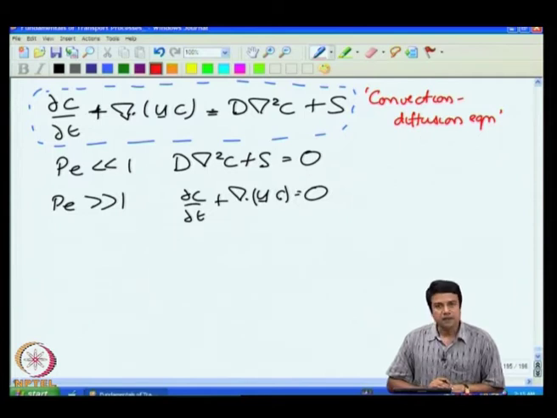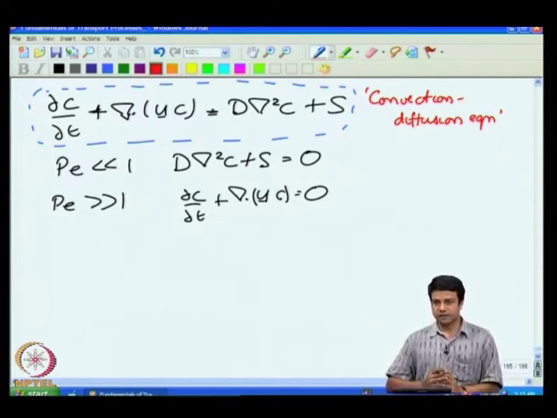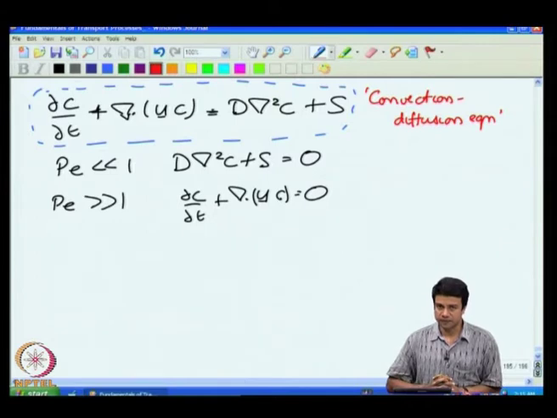That physical insight is obtained, as I said in the very first lecture, by looking at the balance between convection and diffusion. Two processes for transport: convection due to the mean flow of the fluid, diffusion due to random molecular motion. And a balance between these two is basically what determines the transport rates.